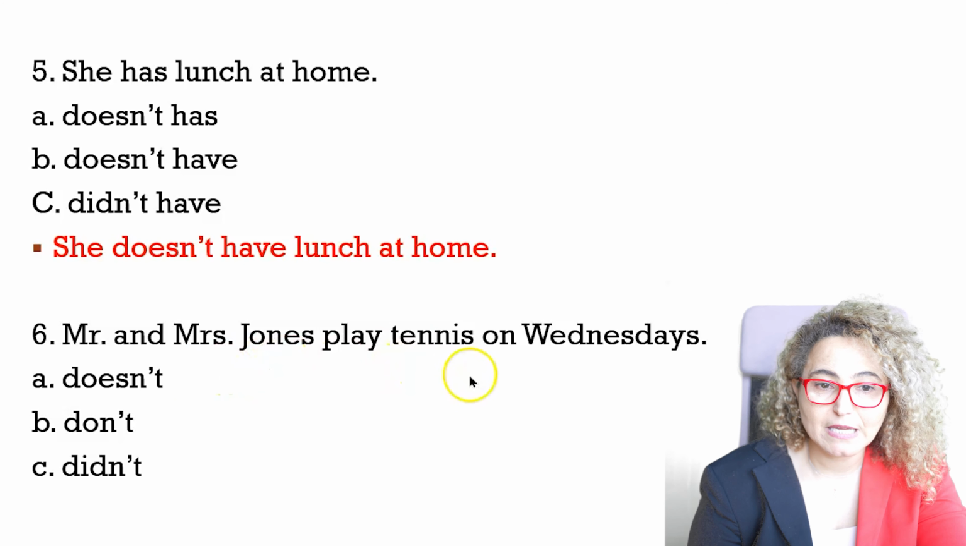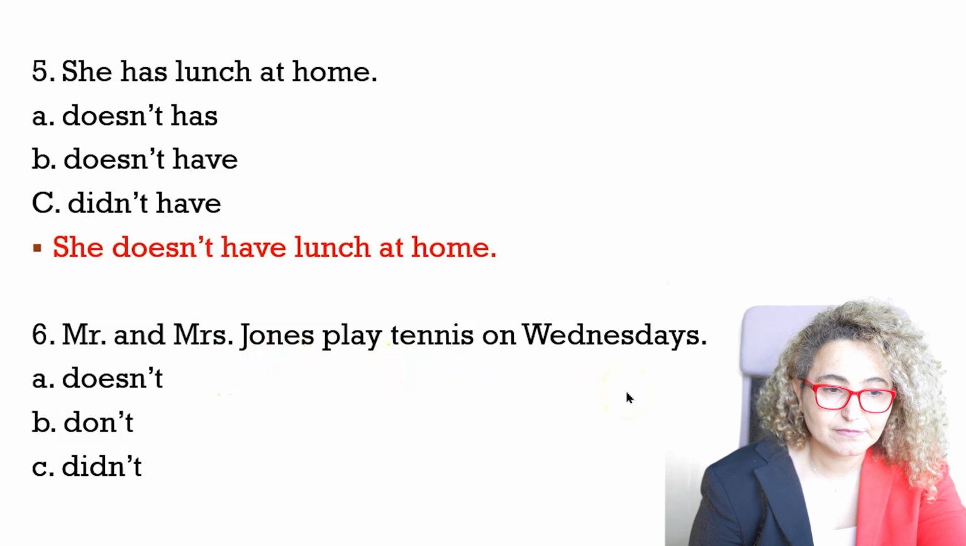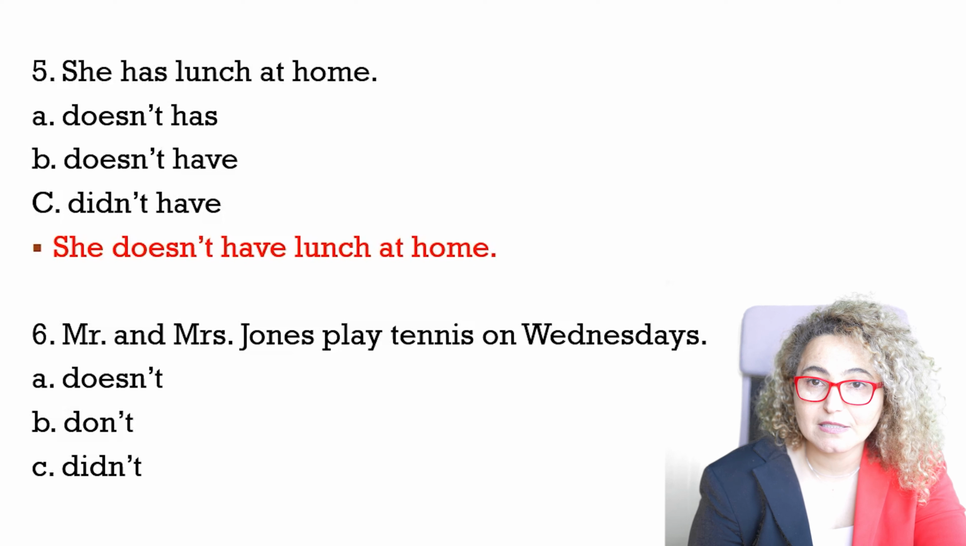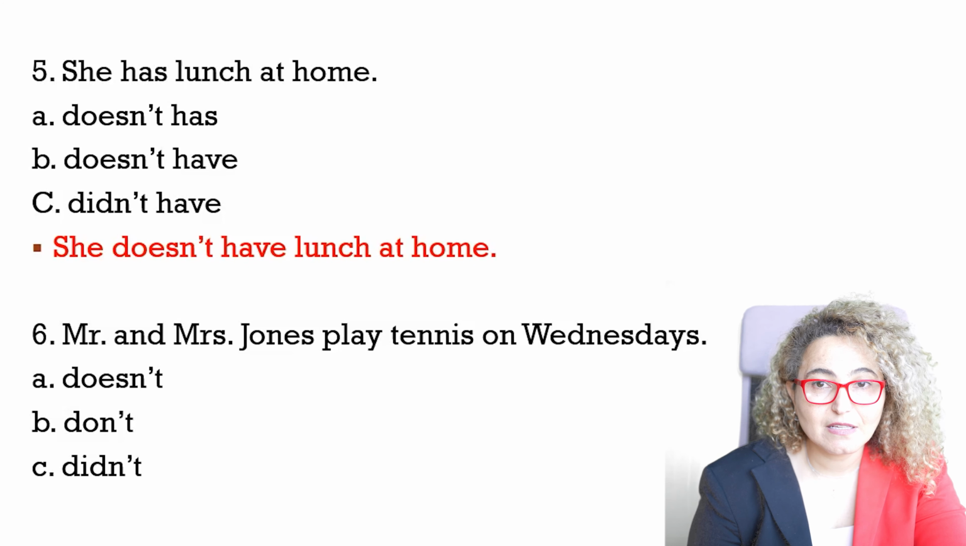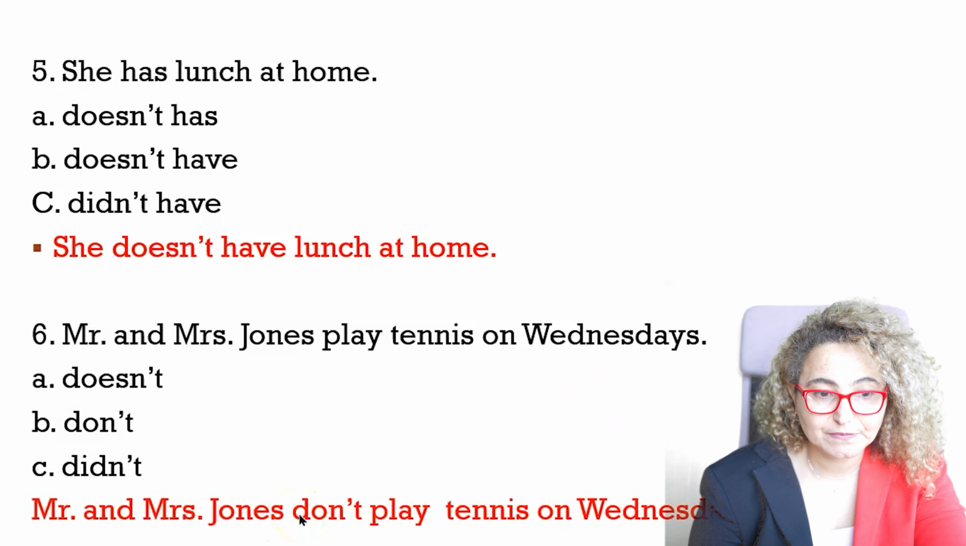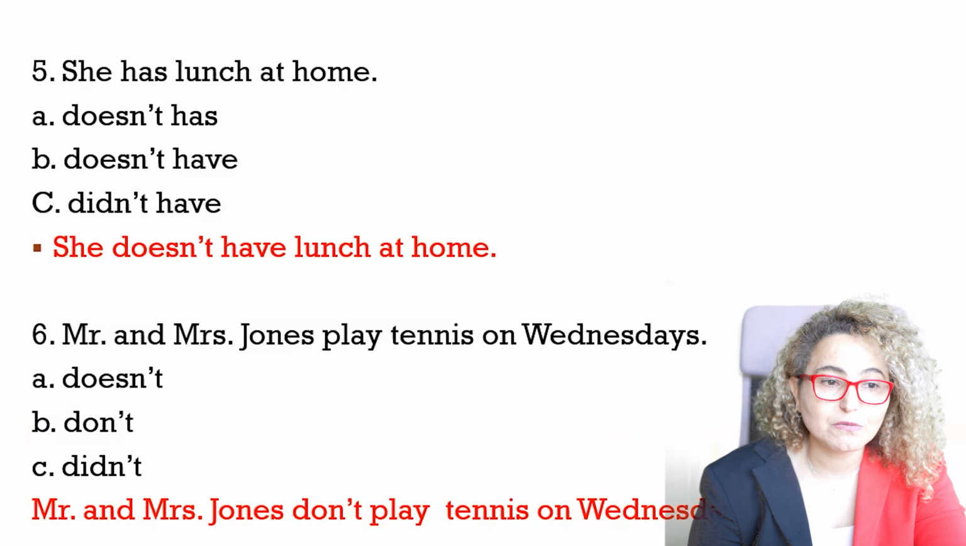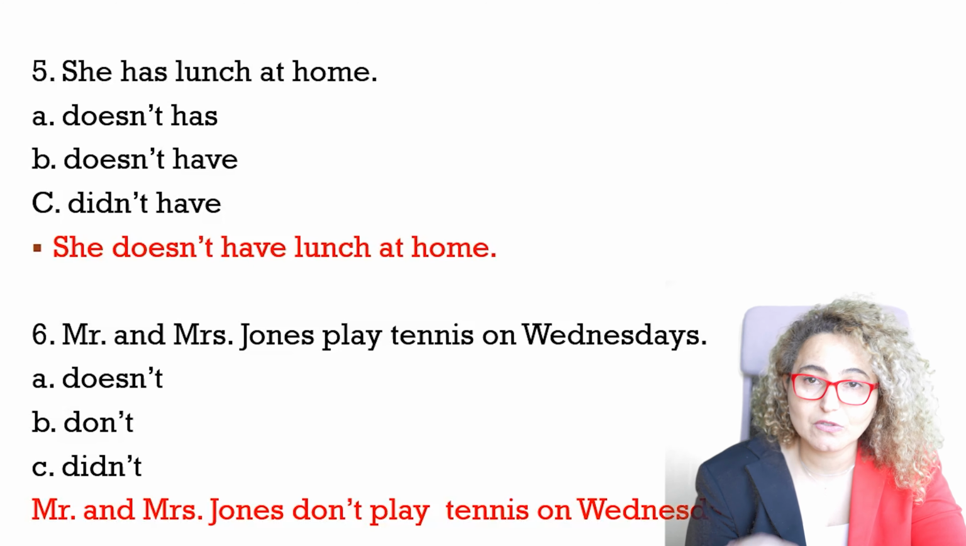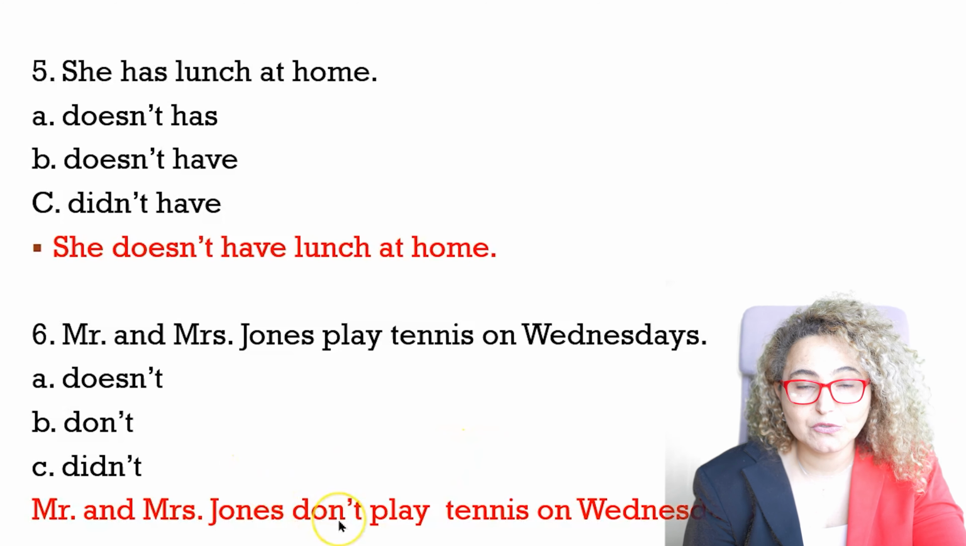Mr. and Mrs. Jones play tennis on Wednesdays. Same thing, two people. What would be the answer? Doesn't, don't, or didn't. Mr. and Mrs. Jones don't play tennis on Wednesday, or Mr. and Mrs. Jones didn't play tennis on Wednesday. But because we're focusing on the present, I wanted you to use don't.